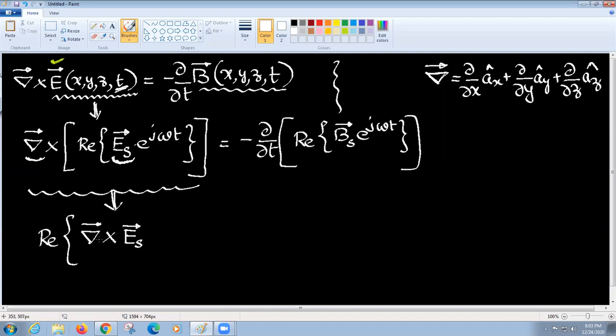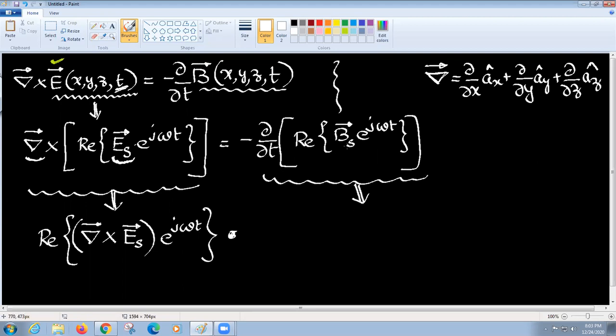Okay, so the real part of curl of Es, now it is multiplied by e power j omega t. So this clarity you must have. Once you have this clarity, then things will work out for us very well. So this one is this. Now what about this one? How can we write this?